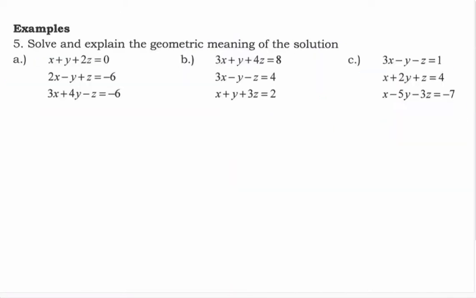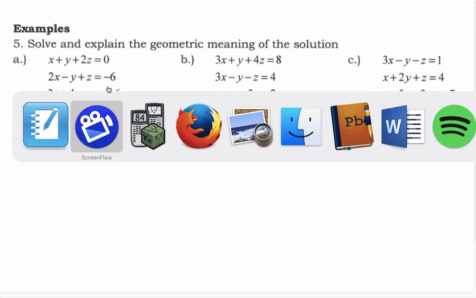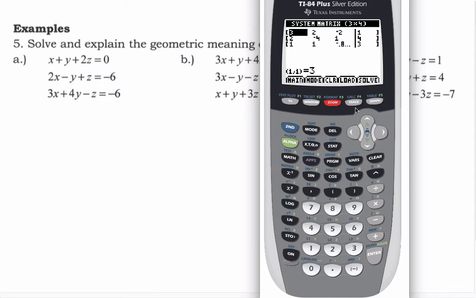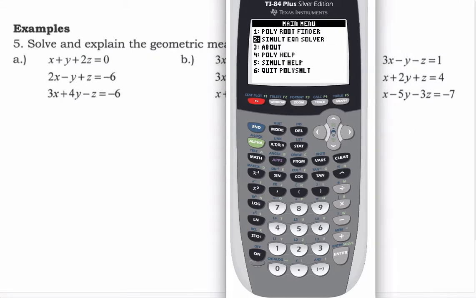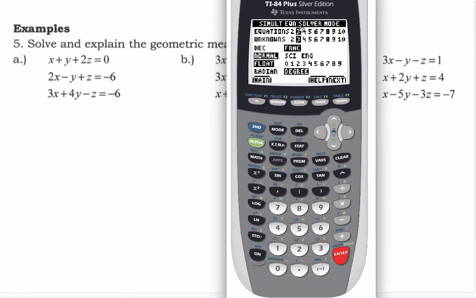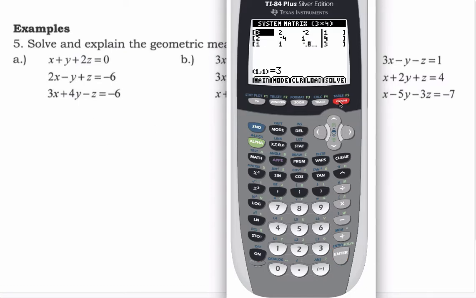We're going to solve them with the calculator and see what it looks like on the calculator and interpret the meaning. Okay, so actually let's go back to the main mode. So go to Polysmlt 2, simultaneous equation solver, and put it on 3 equations and 3 unknowns, which is what we have. Go to next, and just type in the coefficients. So we've got 1, 1, 2, 0, 2, negative 1, 1, negative 6, 3, 4, negative 1, and negative 6.